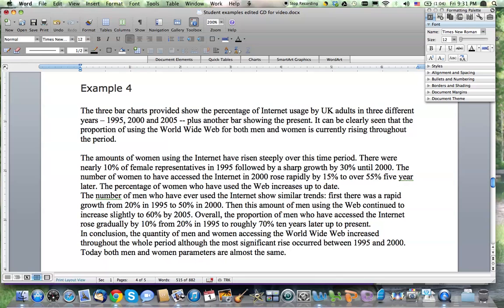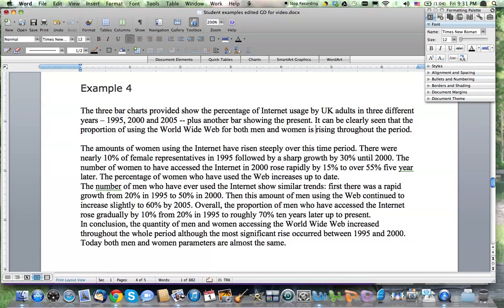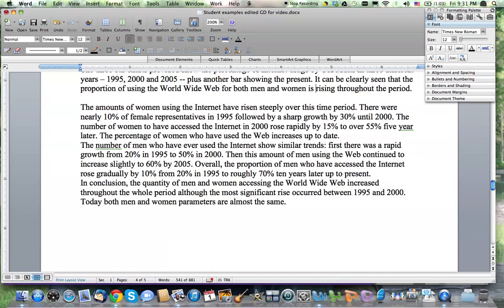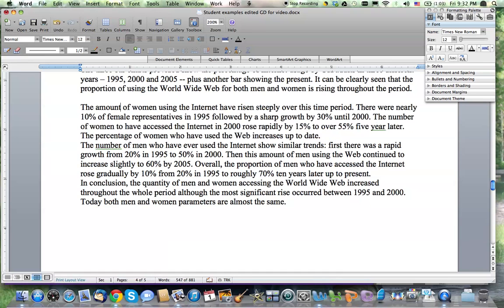It can be clearly seen that the proportion of using the World Wide Web for both men and women is currently rising throughout the period. Let's just say rising throughout the period. Okay, the amounts of women using the internet have risen steeply over this time period. Amounts should be singular here. The amount of women, good.